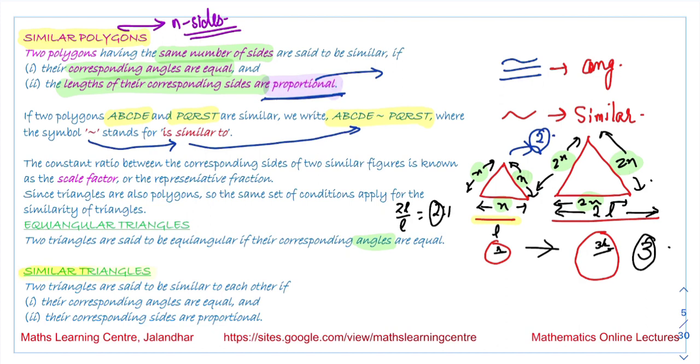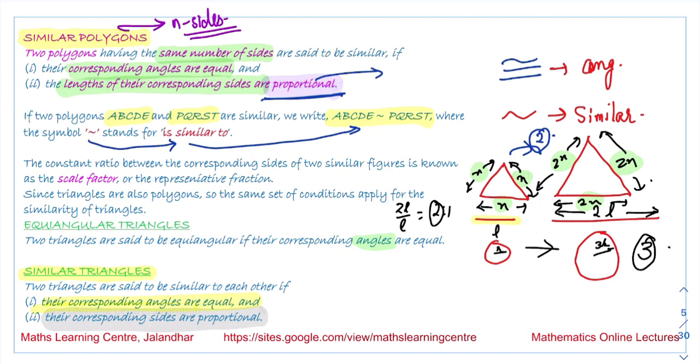Two triangles are said to be similar to each other if, first, their corresponding angles are equal, and second, their corresponding sides are proportional.